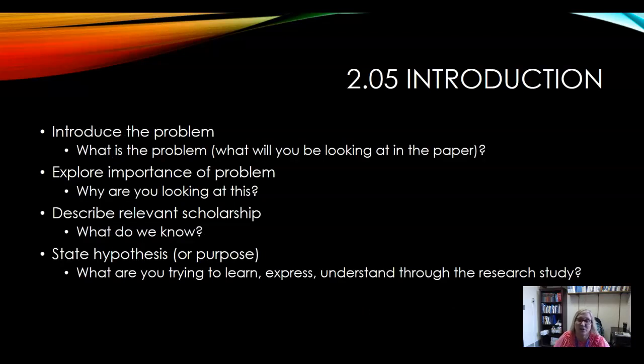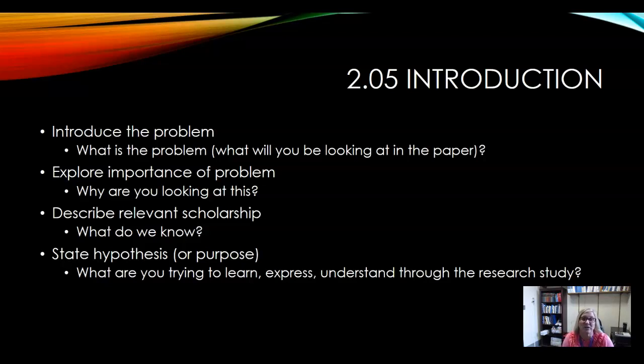Okay. Next is the introduction. And again, this is the part that you'll be writing for 600 as well as another one in 610. But you're introducing the problem. So what is the problem? What are you trying to understand? How can we intervene for students in a classroom? Why do we need to intervene for students in a classroom? So you're introducing what the problem is, exploring the importance of that problem. So why are we looking at this? Why does it matter? Why do we care?